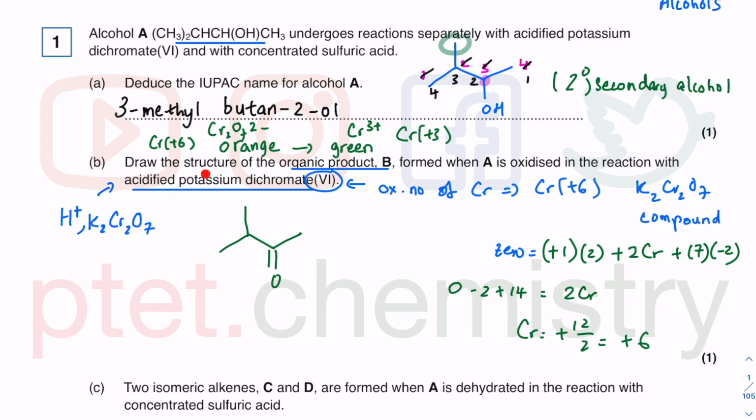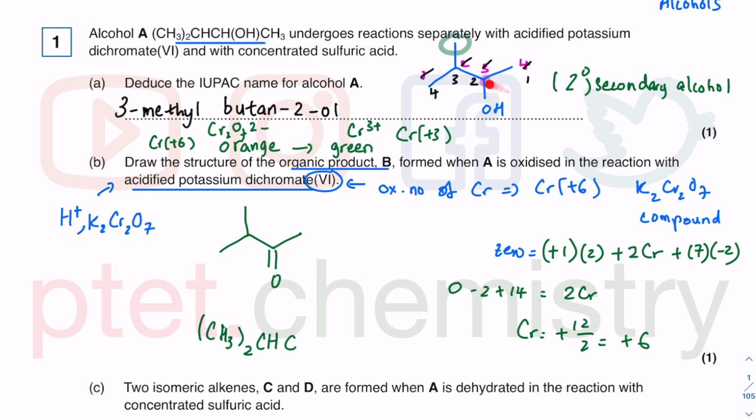They said draw the structure. They did not mention skeletal. They did not mention structural. They did not mention displayed. So you could get away with drawing skeletal, which I did. I could get away with drawing structural if I want to. So everything else is the same, but the CH-OH, the CH and OH lost the hydrogen.